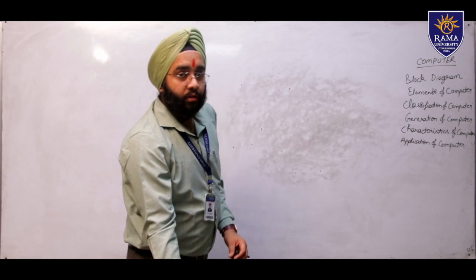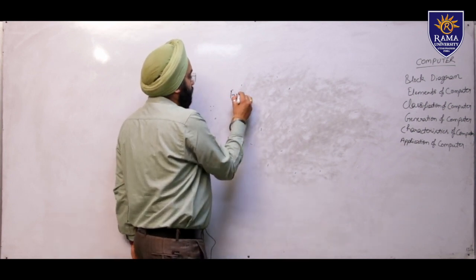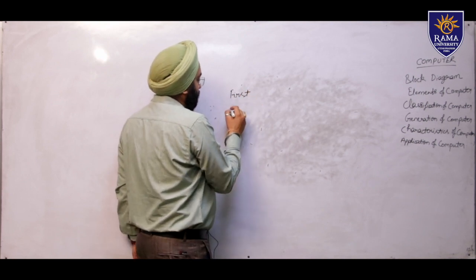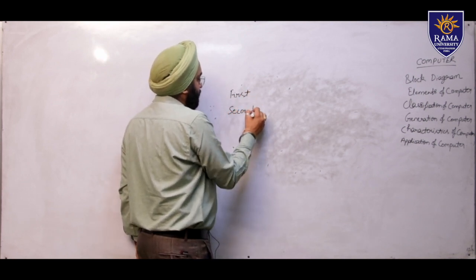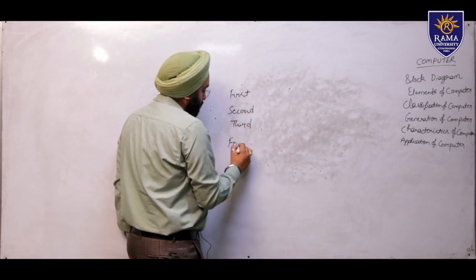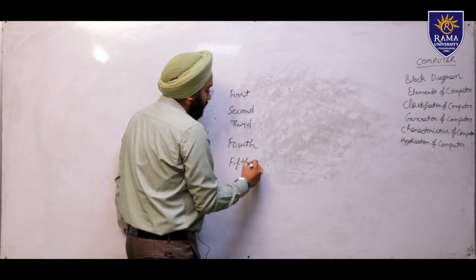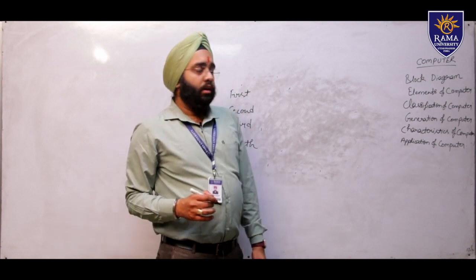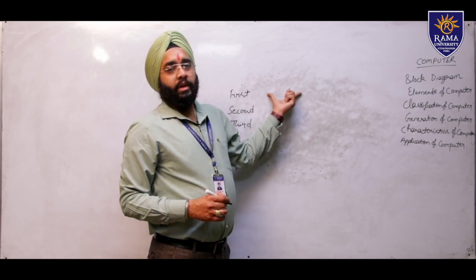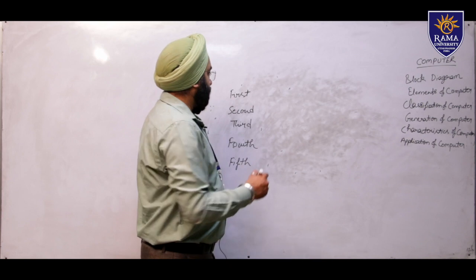Now we'll come to the next topic, that is generations of computers. I know you all know very well there are 5 generations of computers. I will tell you in brief: first, second, third, fourth, and fifth. There are 5 generations of computers. We will talk about the time period of each and the technology used in each generation.